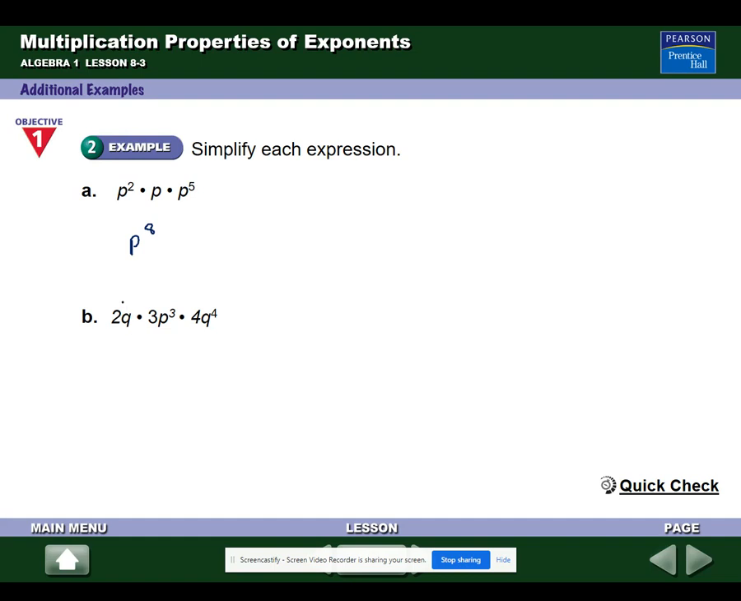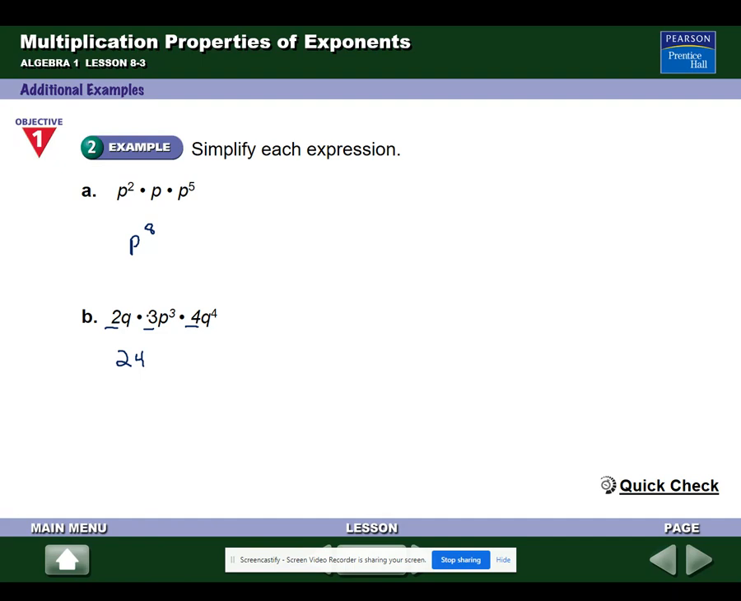Now, careful on this one. Notice you have a q, a p, and a q, and not only that, but you have numbers that can be multiplied as well. You don't want to over-apply a property here. 2 times 3 times 4, that's multiplication. That's 24. Don't add those, right? They're not exponents. That's not part of the power property.